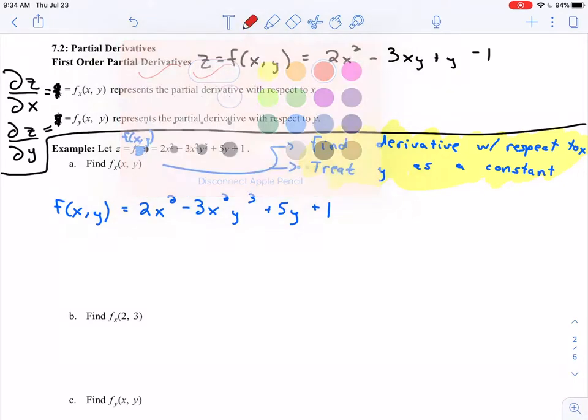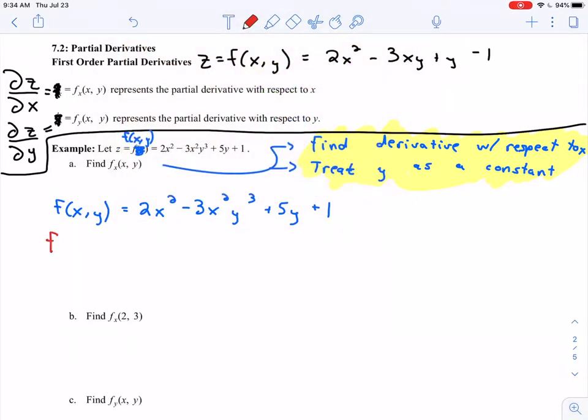So when I go to take the derivative, f sub x of x comma y, if you have a term that only has an x, so first I have 2x squared, you're going to take the derivative of that exactly like we normally would. So the derivative of 2x squared is simply 4x.